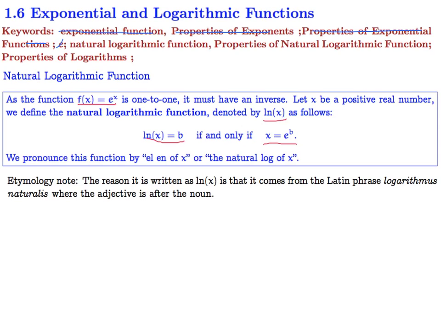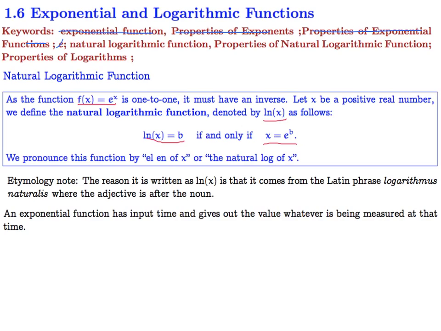So a quick note for the language nerds in the room, like me: the reason we write it as ln of x and not nl of x is that it comes from a Latin phrase, logarithmus naturalis, where the adjective occurs after the noun. This is very standard in Romance languages. You say the noun first and then the adjective. In English, we like to put the adjective first and then the noun. So that's why it's written ln and not nl, even though it's the natural logarithm.